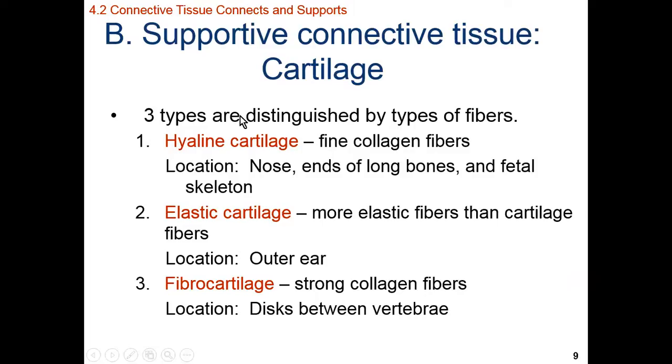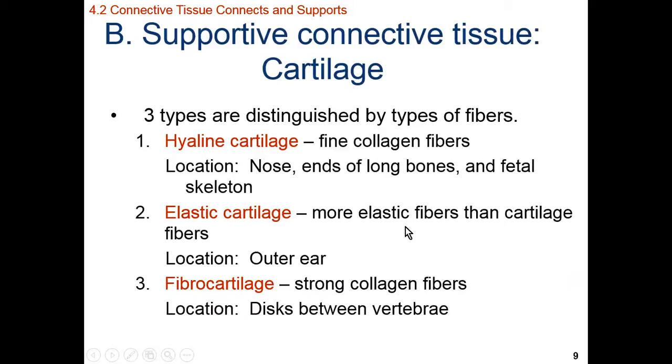Hyaline cartilage is very common in our body. It has very, very fine collagen fibers that are difficult to see in a light microscope. We find hyaline cartilage on the ends of our bones. This hyaline cartilage at the end of our bones reduces friction. We also have hyaline cartilage in our noses, and the skeleton of an unborn child or a fetus is made of hyaline cartilage.